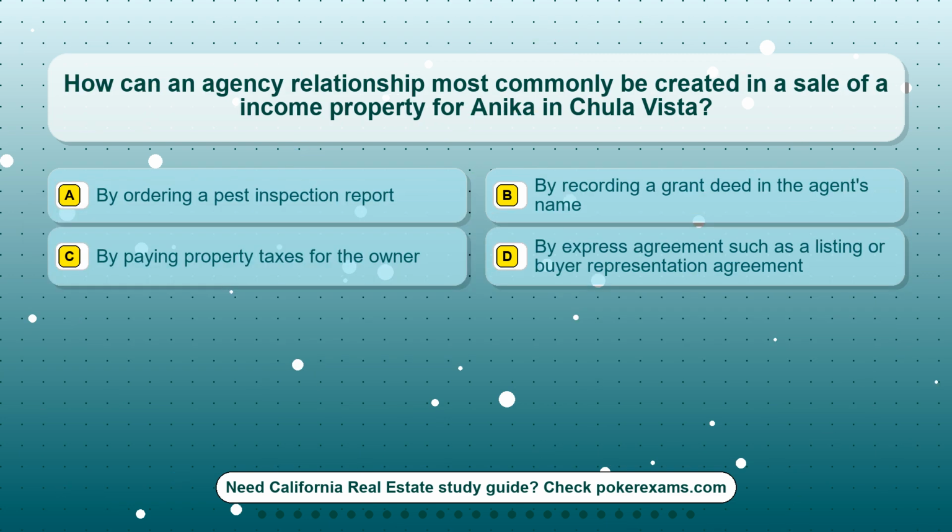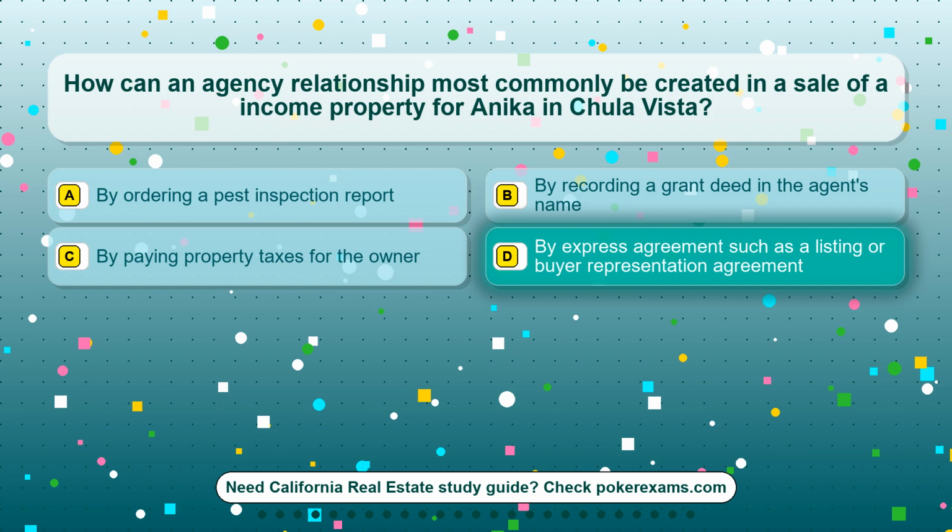Question 3. How can an agency relationship most commonly be created in a sale of an income property for Anika in Chula Vista? Option A, by ordering a pest inspection report. Option B, by recording a grant deed in the agent's name. Option C, by paying property taxes for the owner. Option D, by express agreement such as a listing or buyer representation agreement.